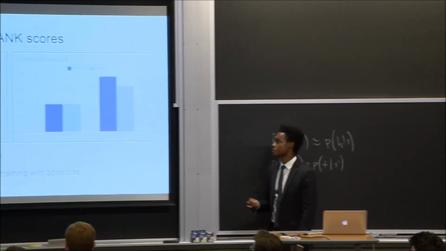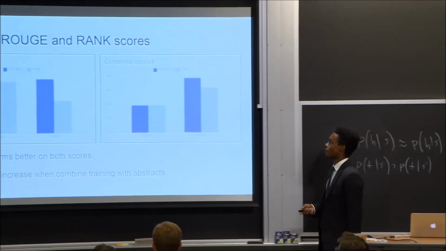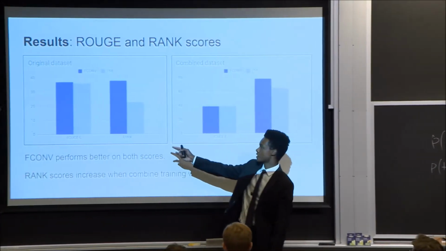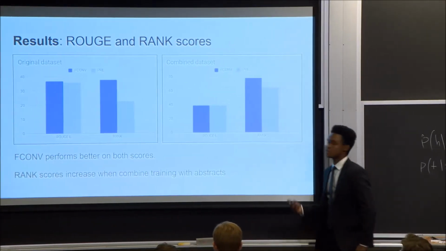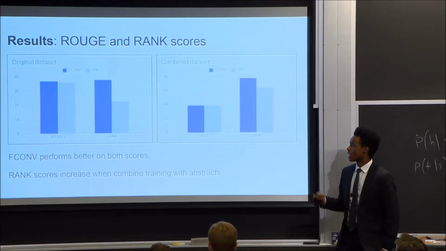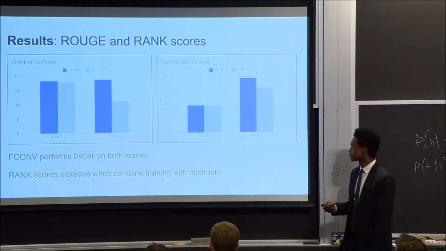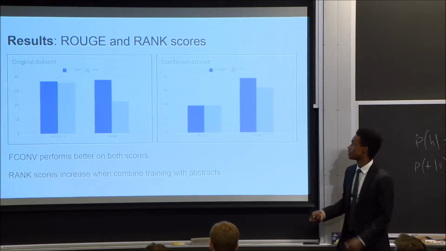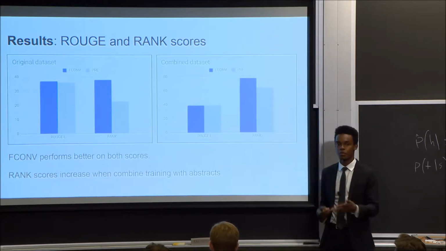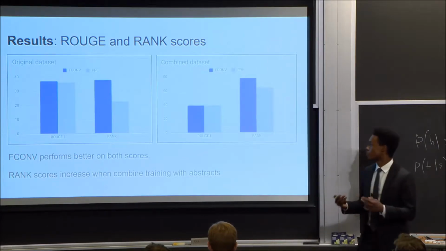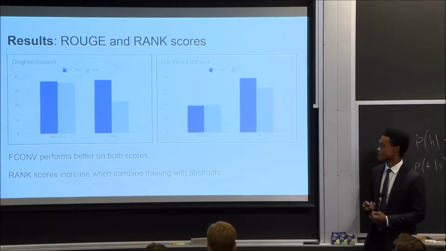So what are our results? So first we look at the scores. So this is on our original data set without transfer learning. And we find that first our baseline convolutional model performs better on both scores than adding self-attention. But the most important thing is that when we add our combined data set, which implements this transfer learning idea, both rank and Rouge scores significantly increase.